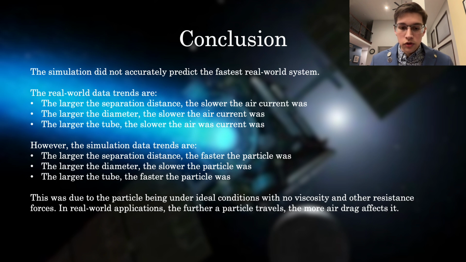This was due to the particle being under ideal conditions with no viscosity and no resistance forces. In real-world applications, the further the particle would travel, the more air drag would affect it, and thus it would be at a slower velocity. Since this was not considered in my simulation, it was under ideal conditions and was at a constant velocity whenever no forces were acting on it.